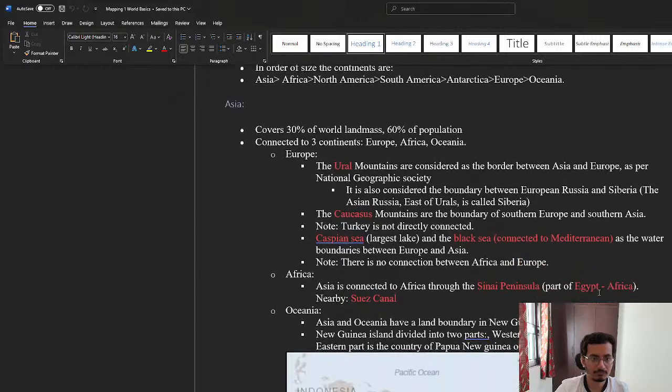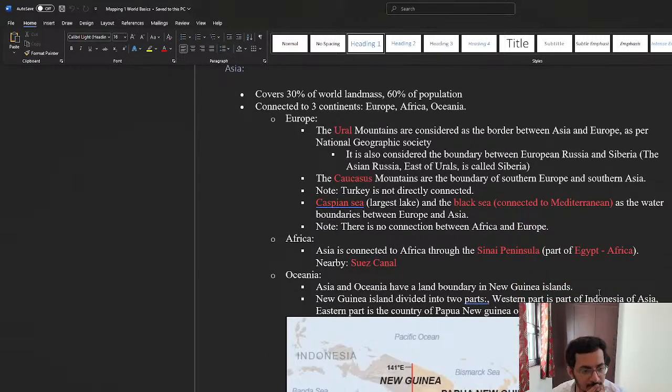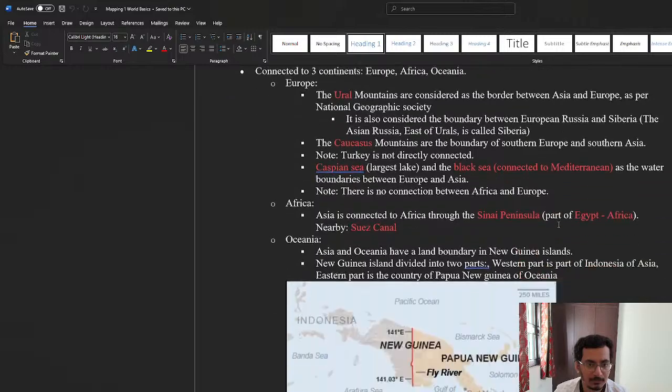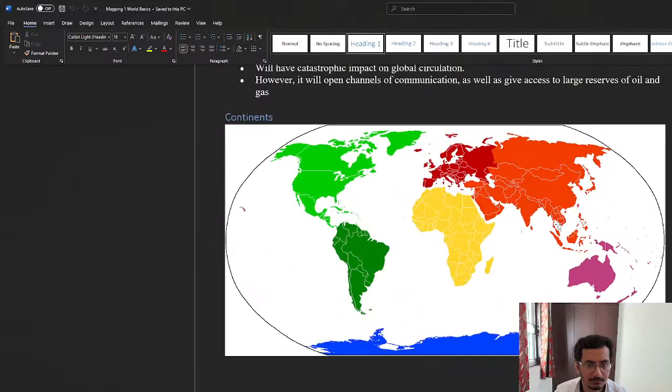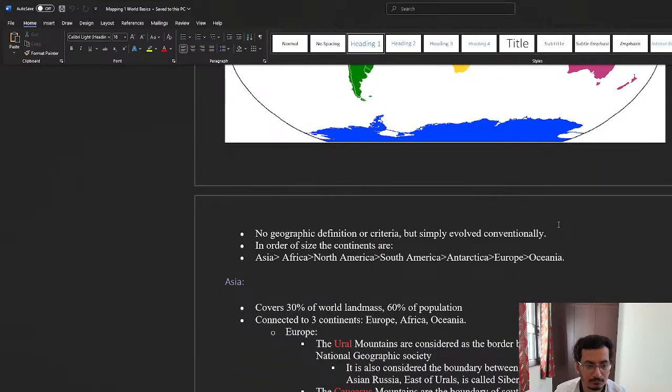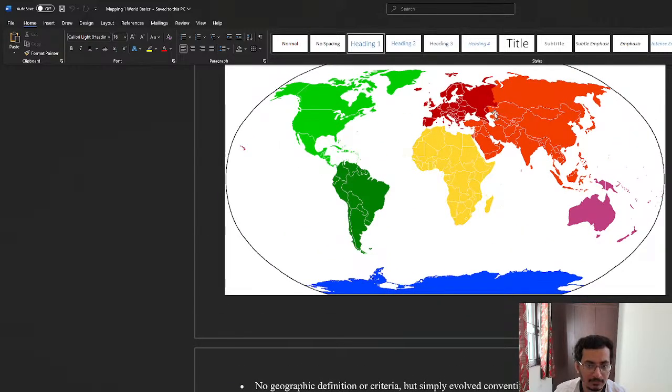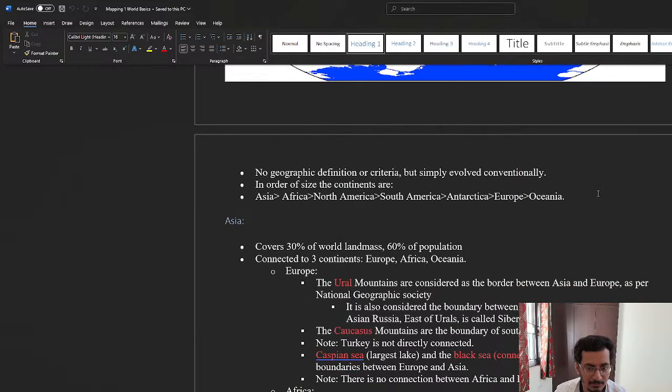When you look at the land boundary of Russia, the first thing you get is the Ural Mountains, right? First is the Ural Mountains right here. Then I think the Sinai Peninsula is here, and the Papua New Guinea island is here. Right? The three land bubbles.